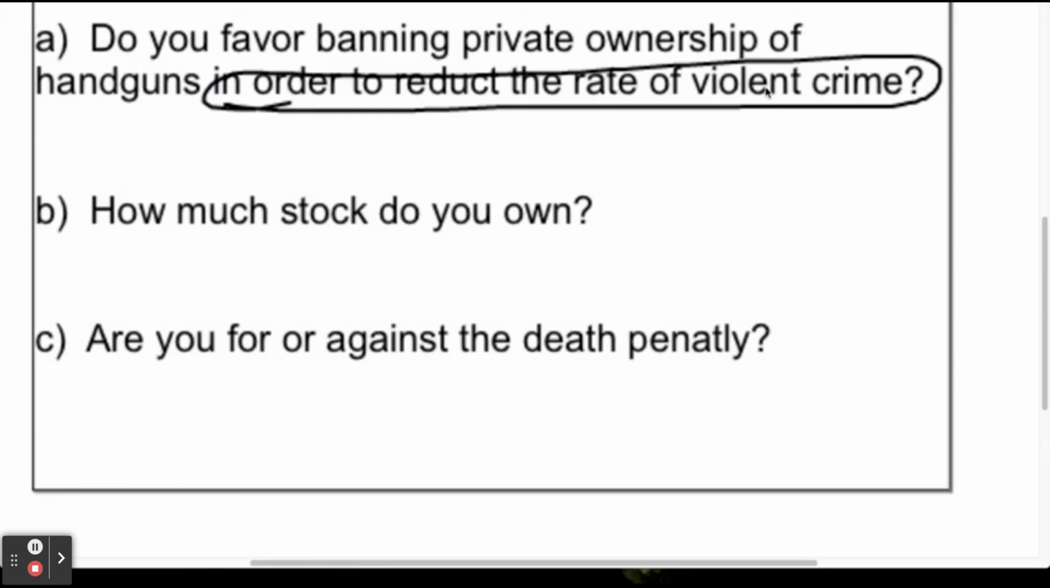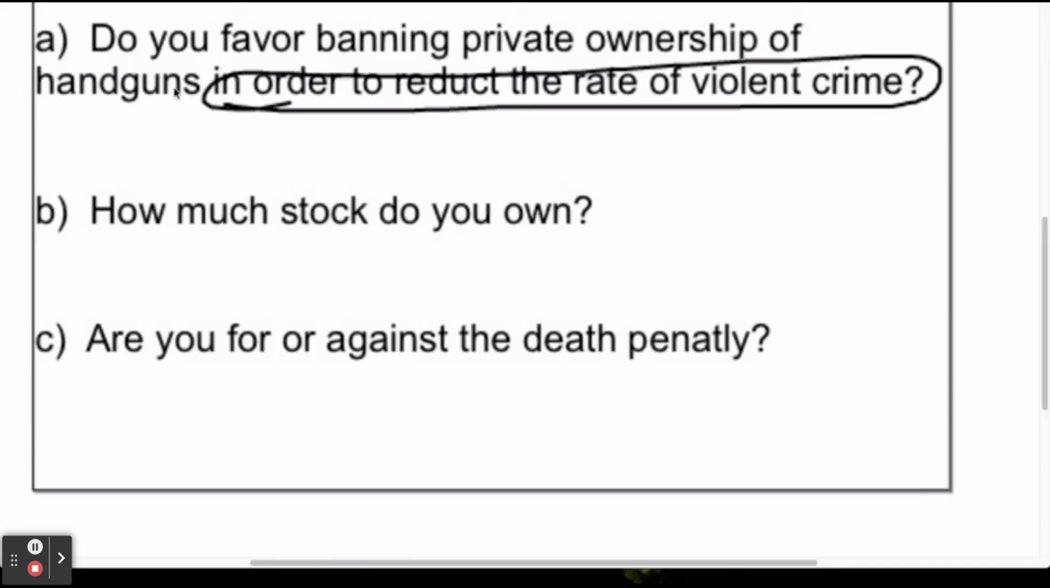To make it a fair question, I mean, you could literally just take out the part that I circled and just leave it at, do you favor banning private ownership of handguns? Even that, I would say, has a little bit of bias. You would probably want to try to leave it more open-ended instead of saying yes or no. And so even that might have a little bit of bias, but for sure the last part needs to be taken out.